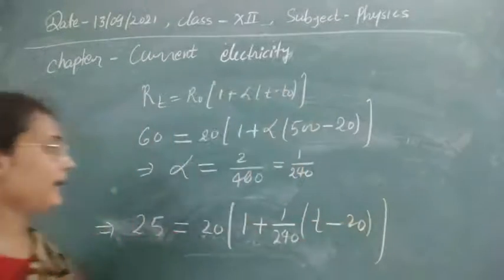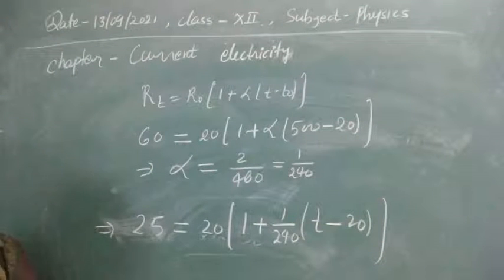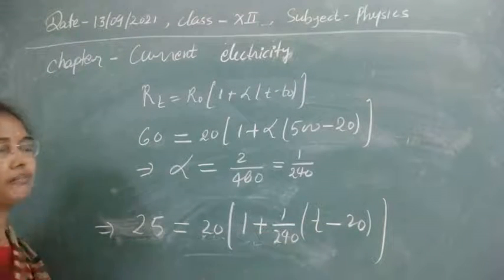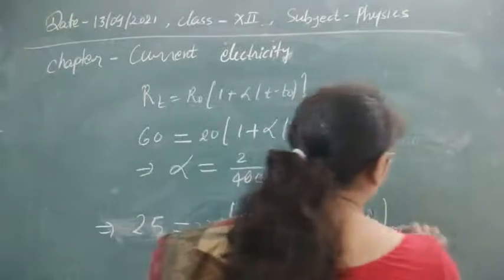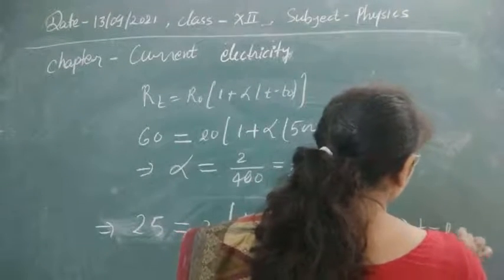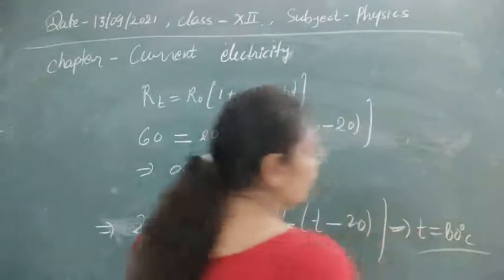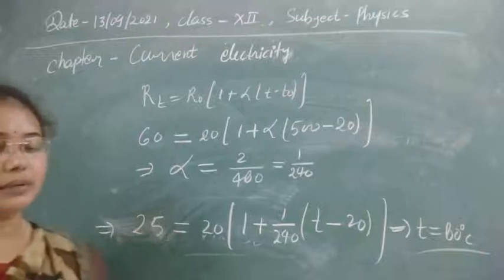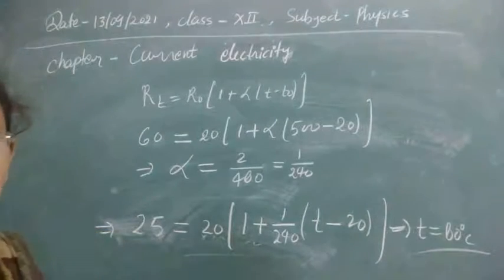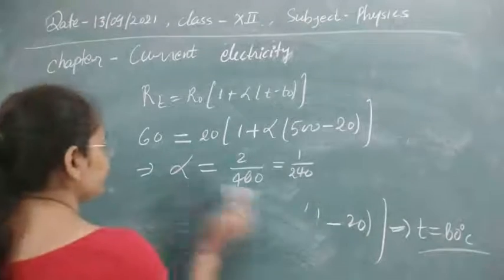So here you can see you have an equation. Now if you solve this equation, then we can easily find out the value of T. The value of T obtained by solving this equation is 80 degrees Celsius. So it means that at 80 degrees Celsius we will have the temperature at which the resistance is equal to 25 ohm.